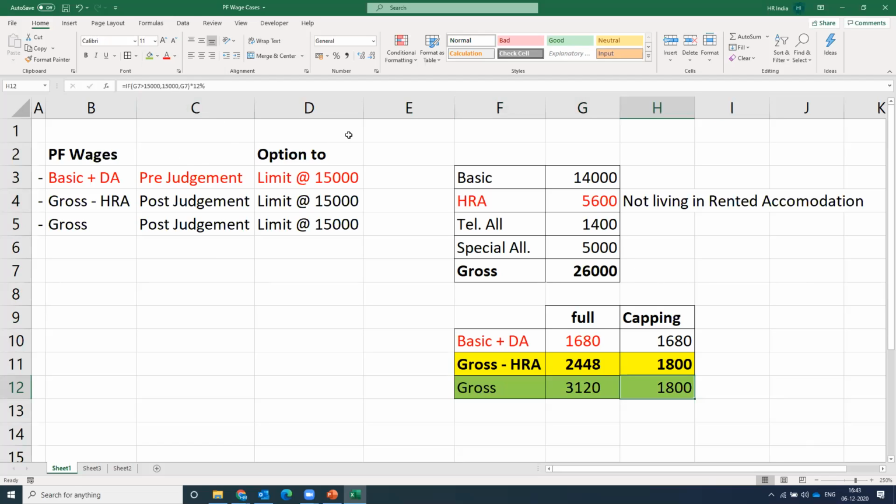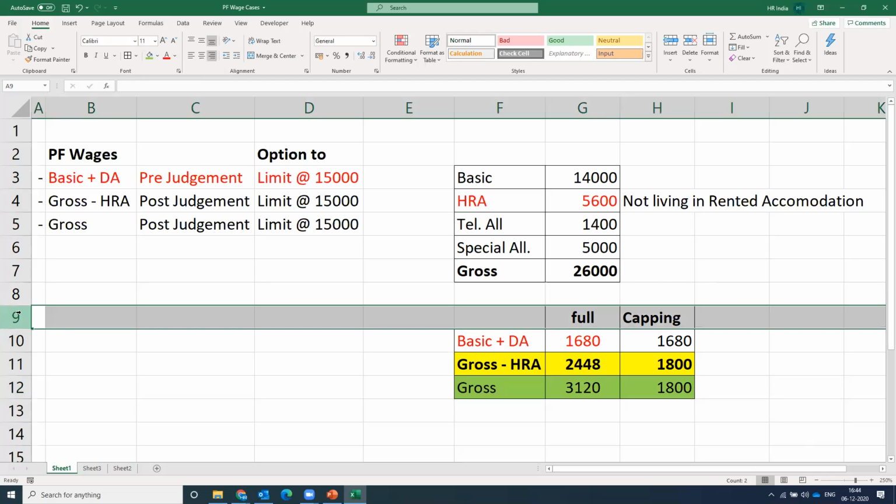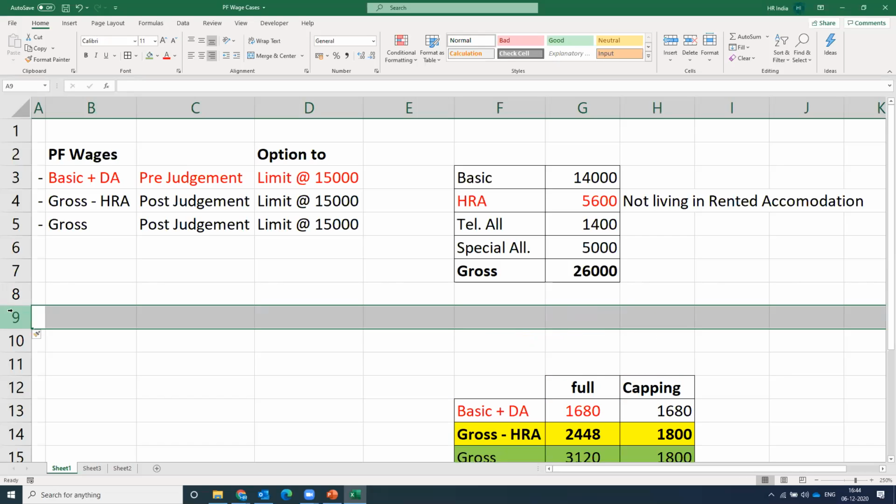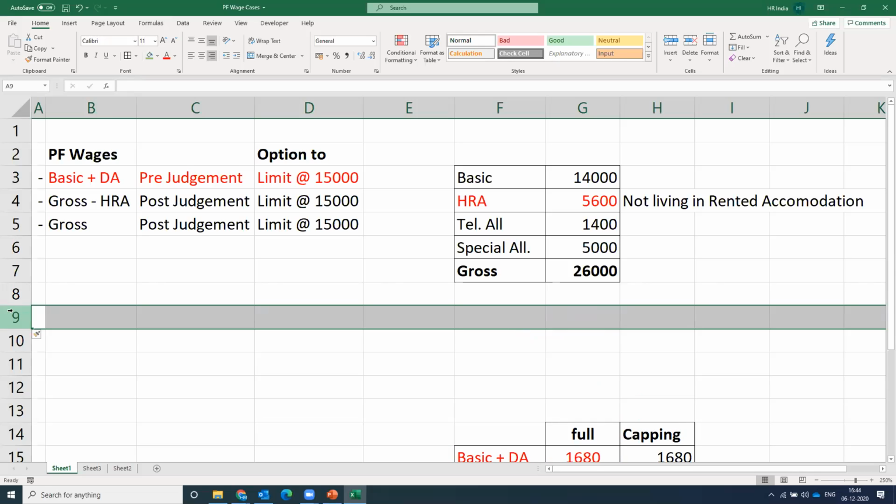Any question till now, please ask, guys. Any questions? Okay, is this 15,000 concept clear with everyone? Guys, if you are having any confusion, please ask, because this is really important.